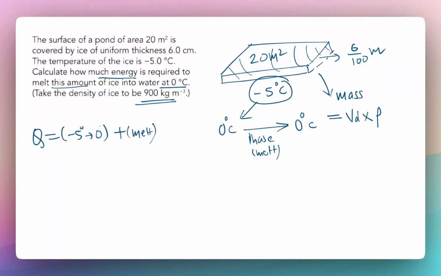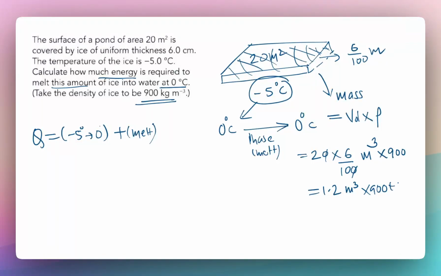So let's find the volume. Volume is going to be this area multiplied by the thickness. So 20 meter square multiplied by the thickness, which is 6 over 100, and that is going to be in meter cube. So when you do the maths, it is going to be 1.2 meter cube. So that's our volume multiplied by the density, which is 900 kilogram per meter cube. We'll end up with 1080 kilogram of ice. I expected quite a large area, so large amount of ice, roughly around 1080 kilograms.